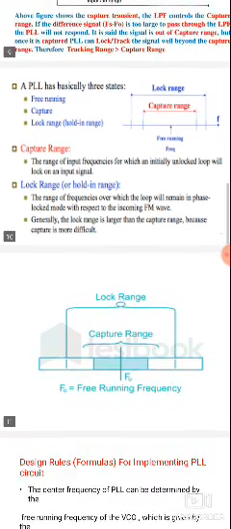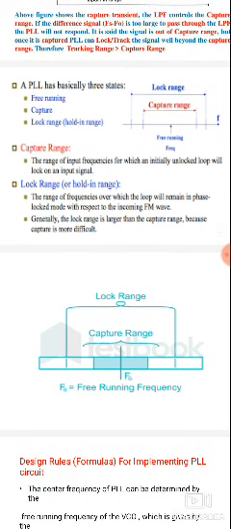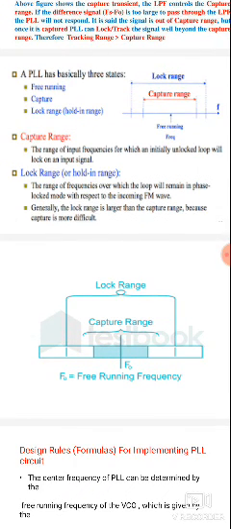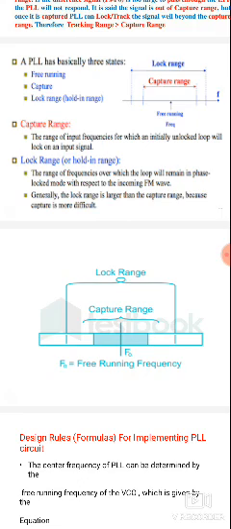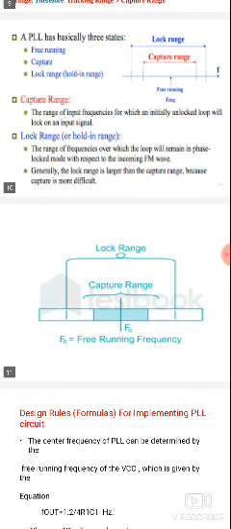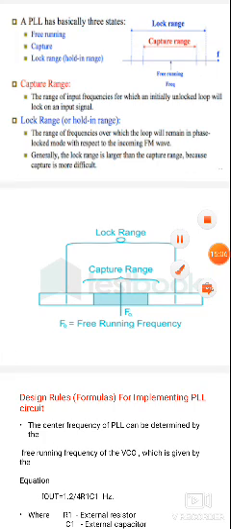So a PLL is basically in 3 states: capture range, locked range, and free running range. Free running means no input, and capture range means an input signal is applied. The capture range is the range of input frequencies over which an initially unlocked loop will lock onto an input signal. The lock range is also called the hold-in range. It is the range of frequencies over which the loop will remain in phase locked mode with respect to the incoming FM wave, the incoming frequency modulated wave.